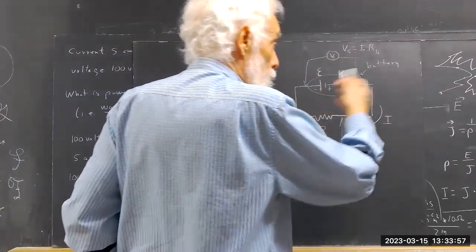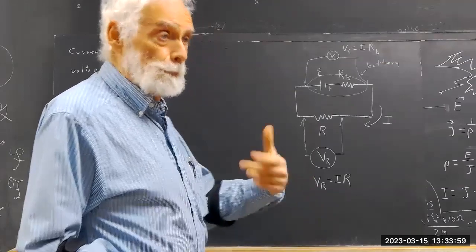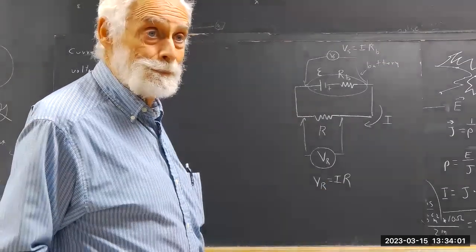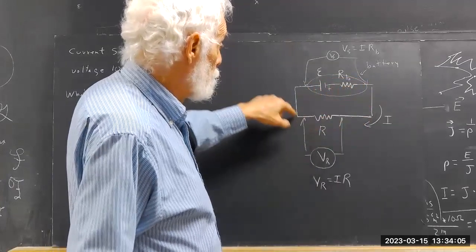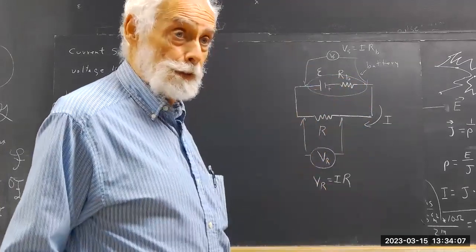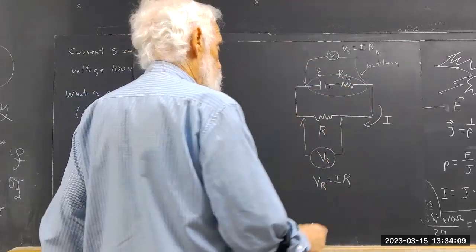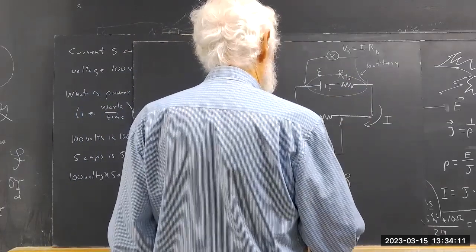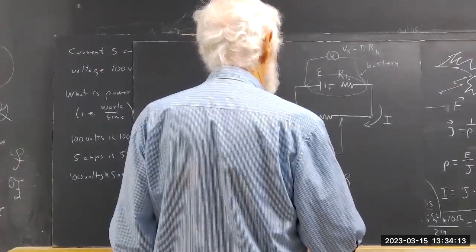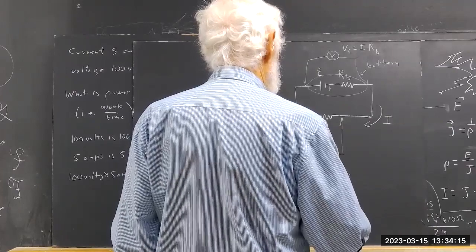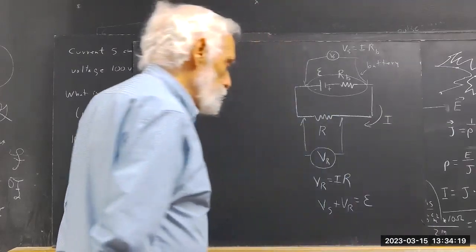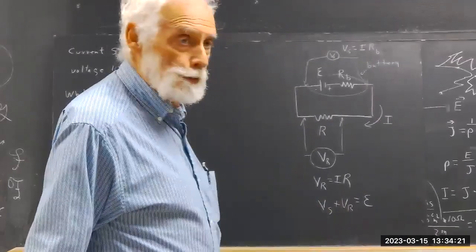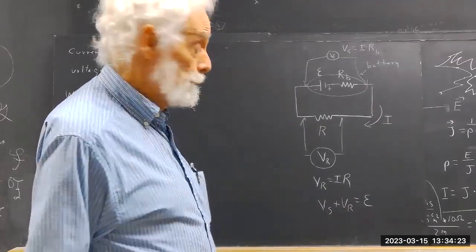Now, what do we know about voltages? Voltage is the amount of work you do per coulomb. And they got the same number of coulombs go through here as go through here in a given unit of time. So the voltage of the source plus the voltage of the resistor equals the EMF.